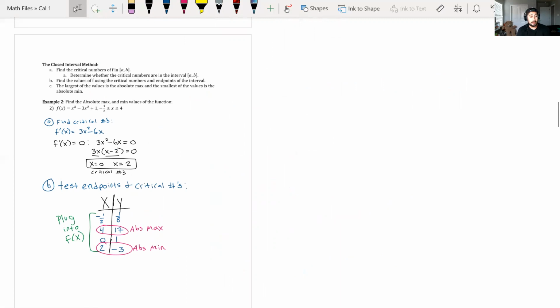That's how you find critical numbers, and that's how you test them on the closed interval method. All you need are the endpoints of the interval and the critical numbers. Make sure your critical numbers fit in the interval. If the critical numbers do not fit, we do not use them. Simple as that. That's all.